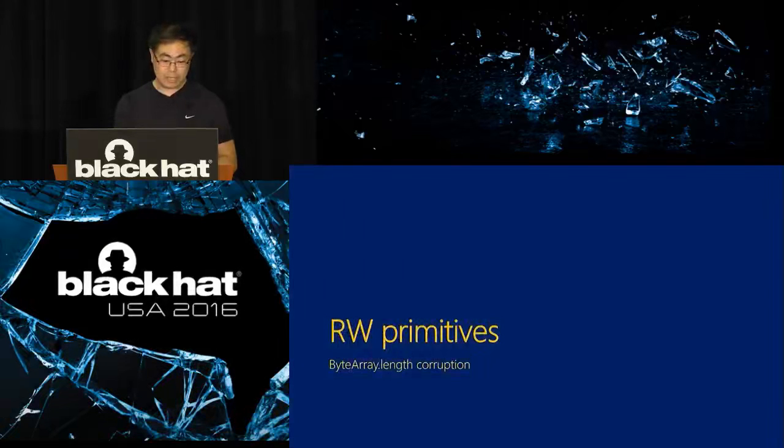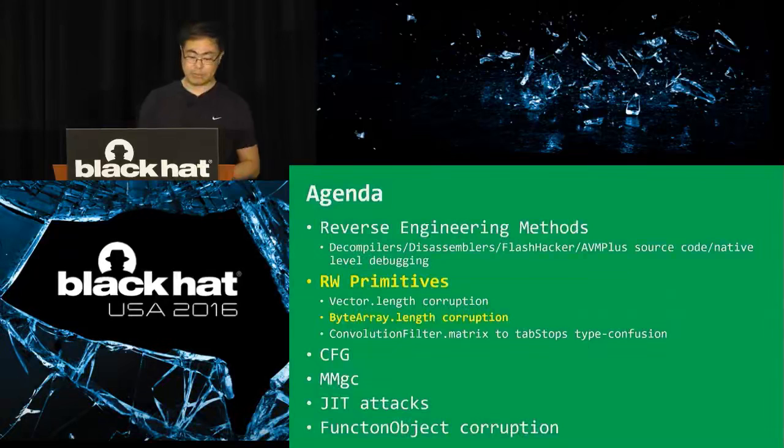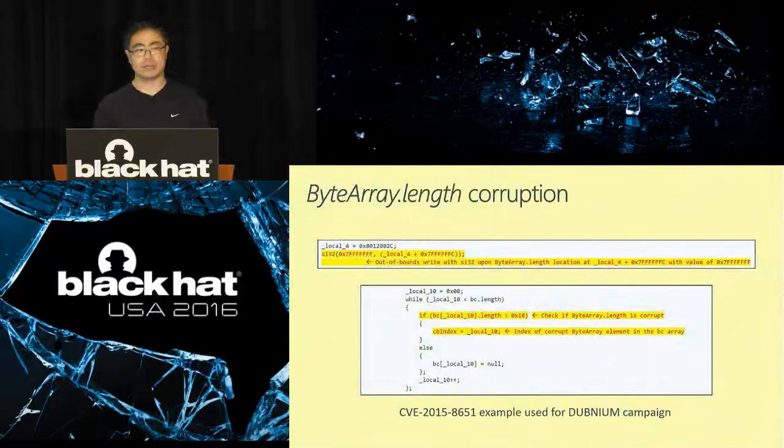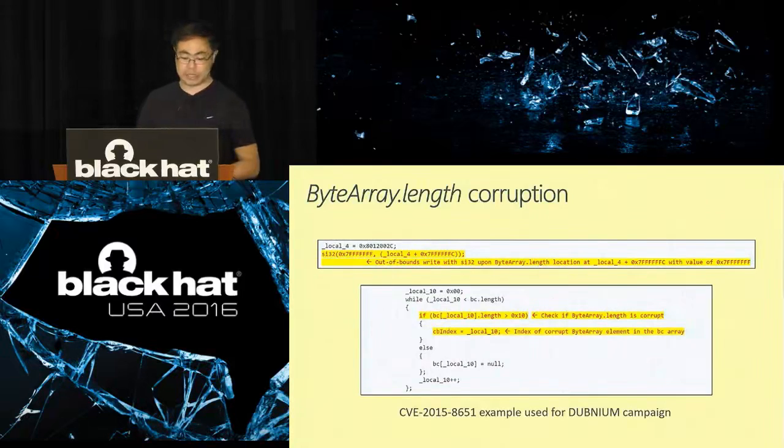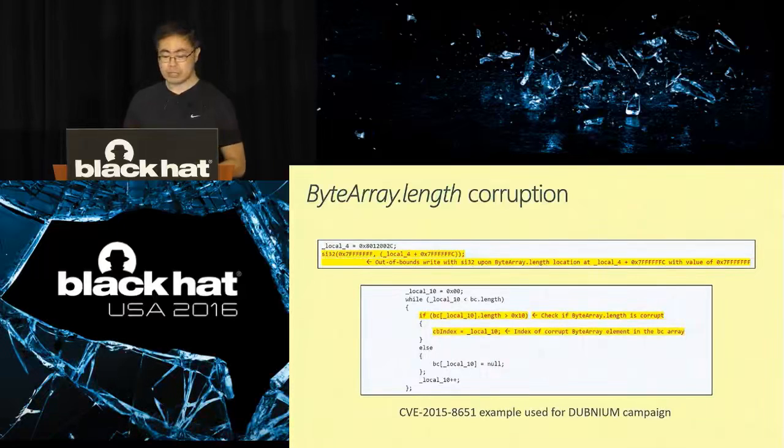The next RW primitive we are talking about is byte length corruption. After Adobe fixed vector length corruption, the bad guys moved to byte length corruption, as expected. This one is the CVE-2015-A651 example, which was used for the Darkhotel campaign, which shares the same IOC as Dark Hotel, as known from Kaspersky.